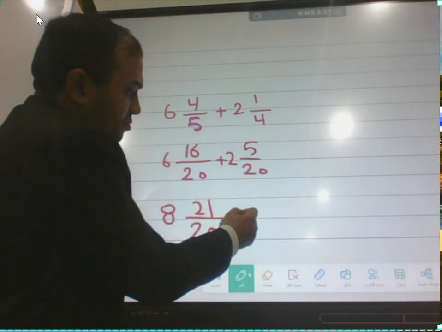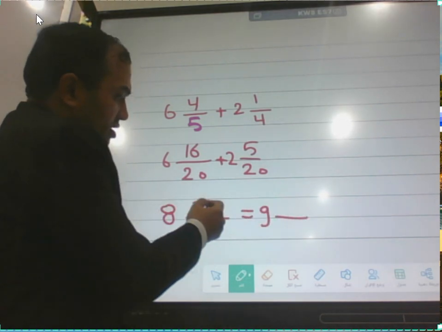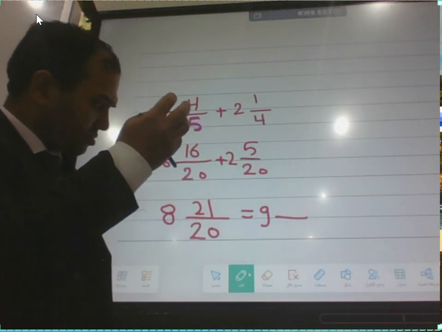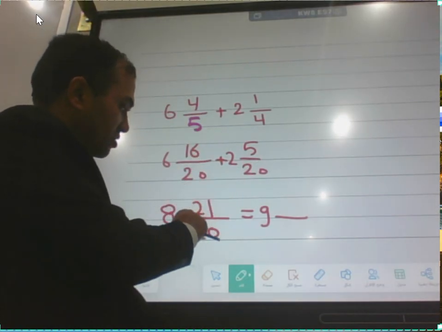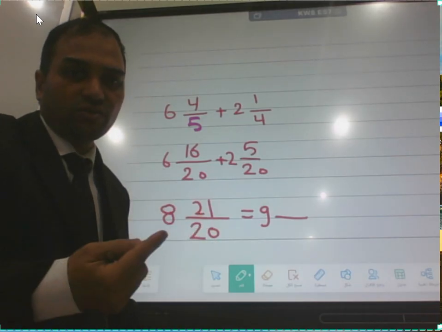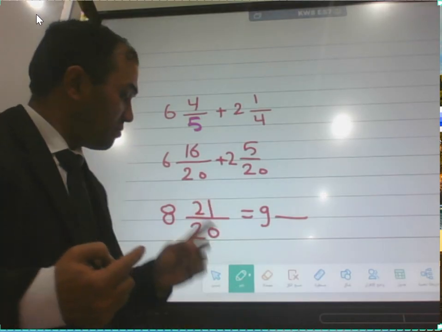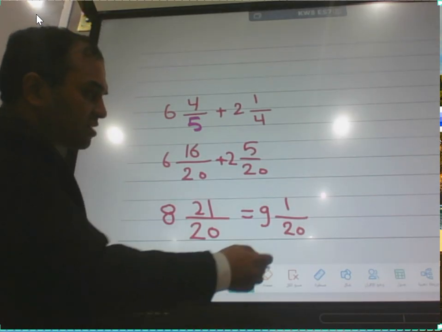You can write 1 plus 8 equals 9. Okay, this number 21 over 20 equals 1 with remainder 1, because 21 divided by 20 equals 1 and remainder 1. Then 1 plus 8 equals 9, and then we have the remainder. I will sum this here as an example.